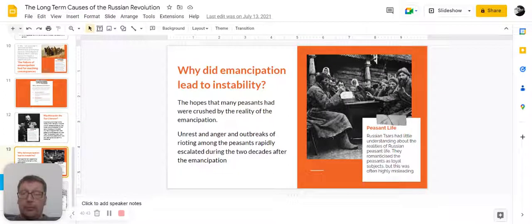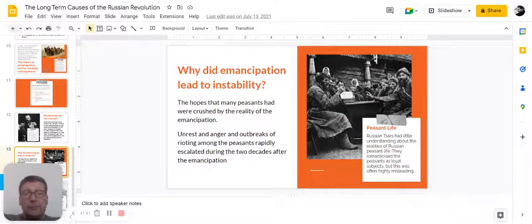Why does emancipation lead to instability? The hopes that many peasants had were crushed by the reality of emancipation. Unrest and anger and outbreaks of rioting amongst the peasants rapidly escalated during the two decades after emancipation. Russian Tsars had little understanding of the realities of peasant life. They romanticised the peasants as loyal subjects, but this was often highly misleading. And because they think that the peasants are almost like good little children, they don't realise that peasant life is actually quite violent, quite volatile, and that Russian peasants, whilst they will often have an icon, a picture of the Tsar and of Jesus Christ in their peasant huts, they don't like the state very much.